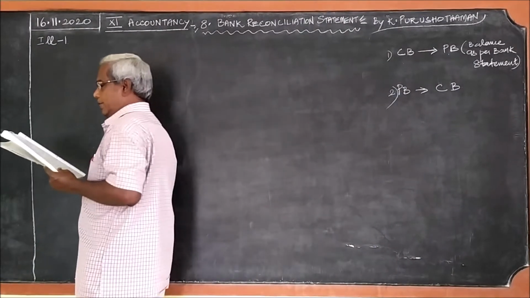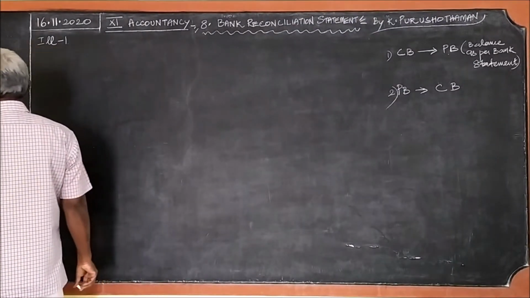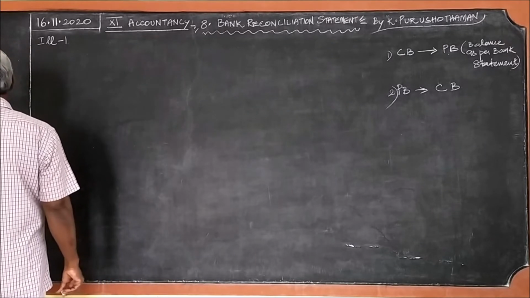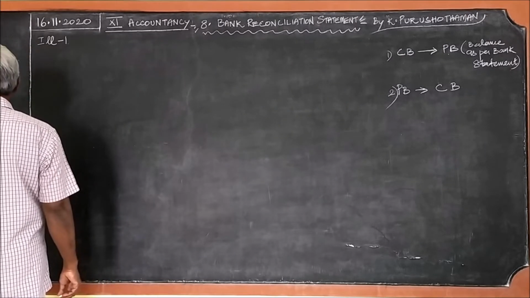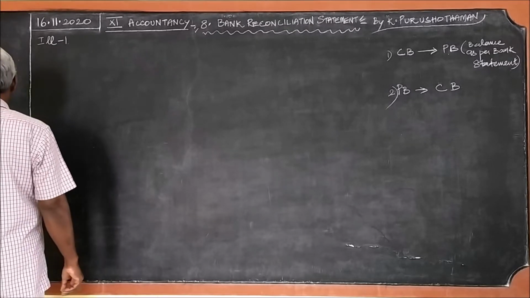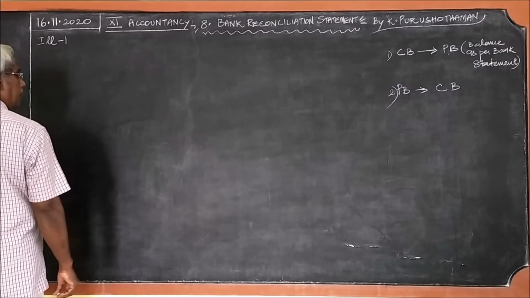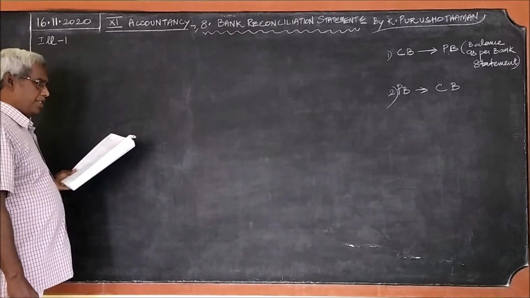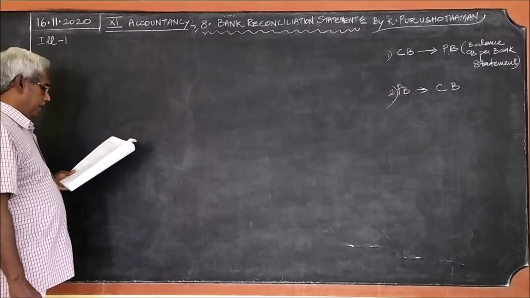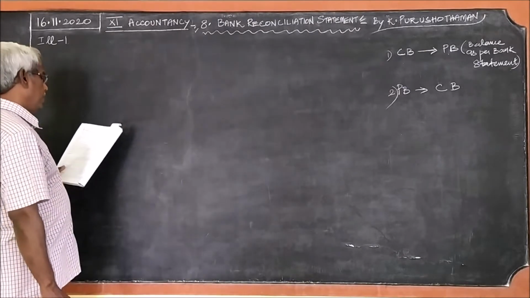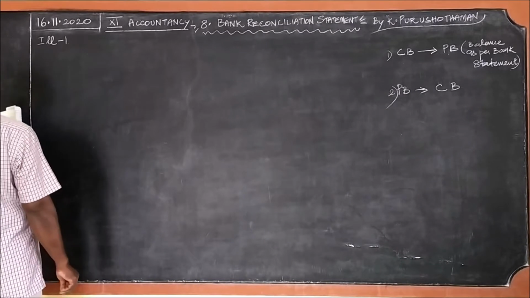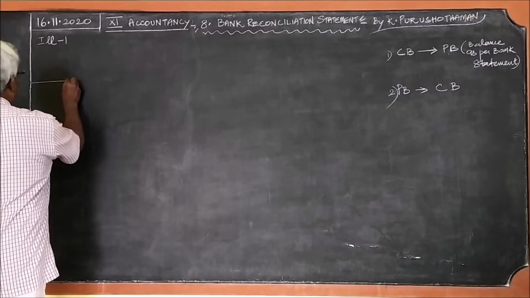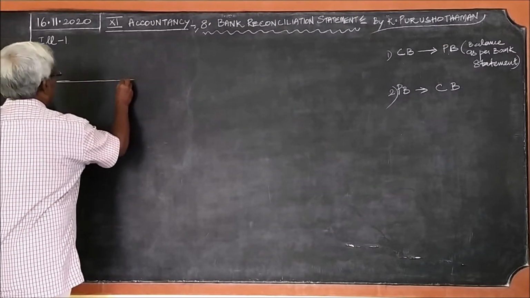For this, checks deposited but not yet collected by the bank. Second point, checks issued but not yet presented for payment. Bank interest charged 100. Rent paid by bank as per standing instruction. Cash book balance. So, in this problem, cash book balance is given. So, we should draw the format for it.